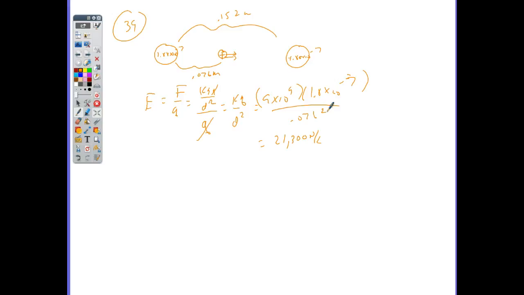292,936? I had 300,000. All right, how are we getting the answers? I like Colin's answer: 9 times 10 to the 9th times 1.88, oh, it's 1.88, that's why I'm getting a different answer. Times 10 to the negative 7 divided by 0.076 divided by 0.076. Boom. How about 2929? Newtons per coulomb. That's caused by one charge.